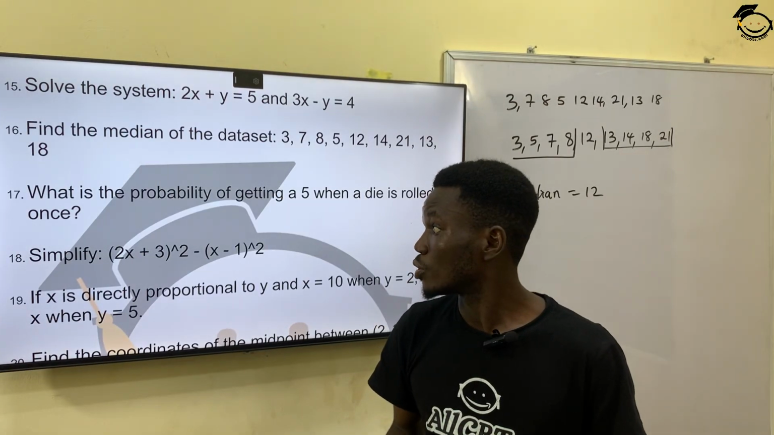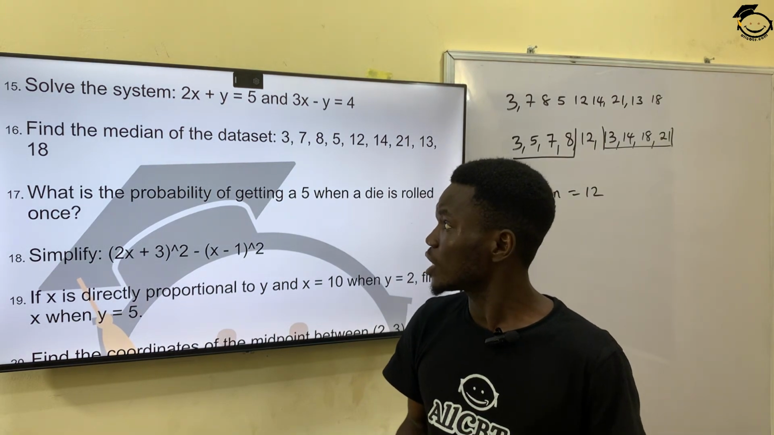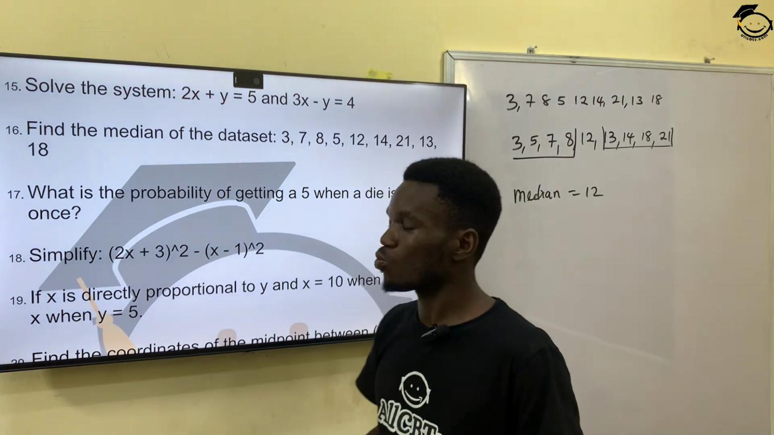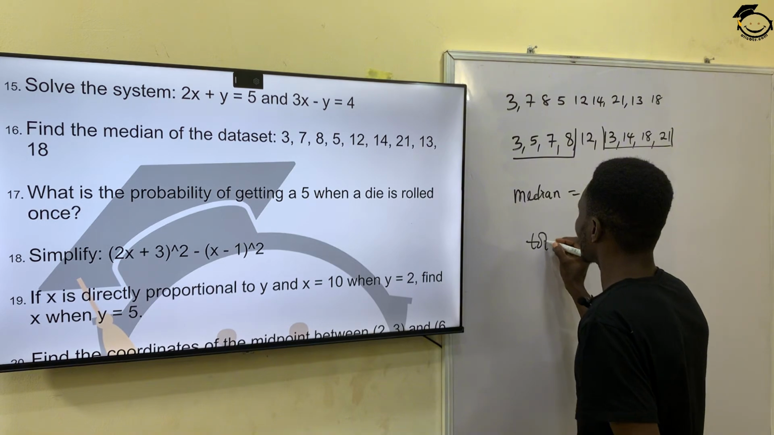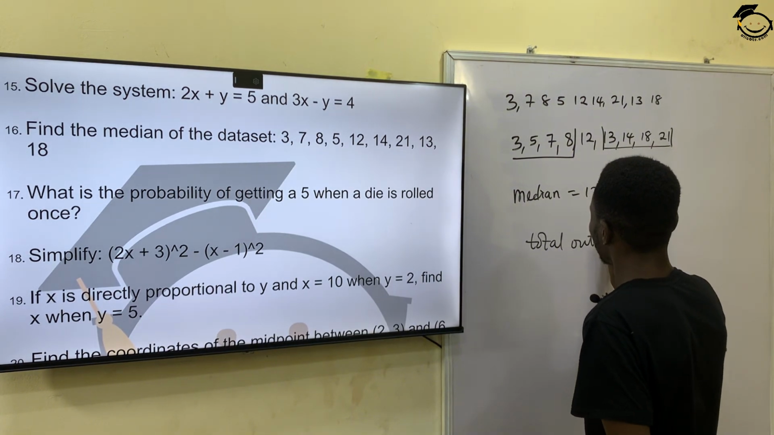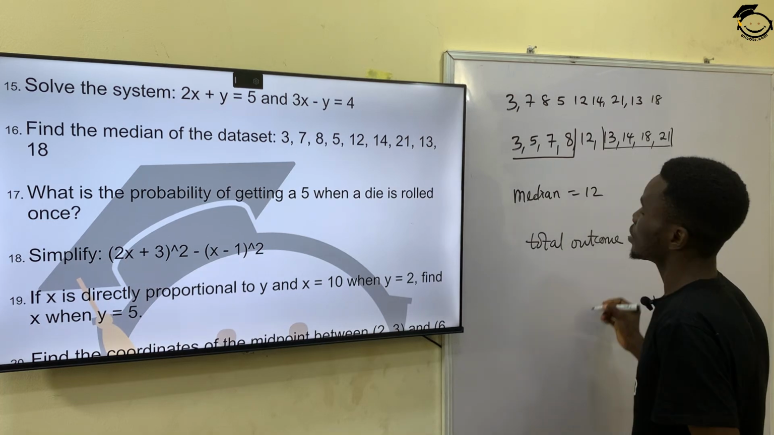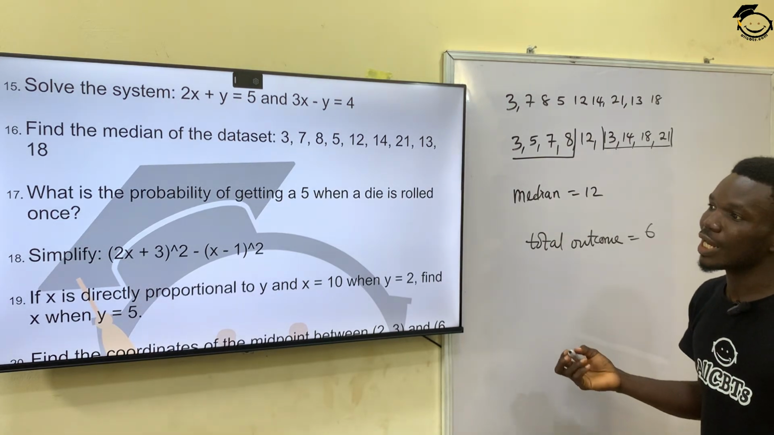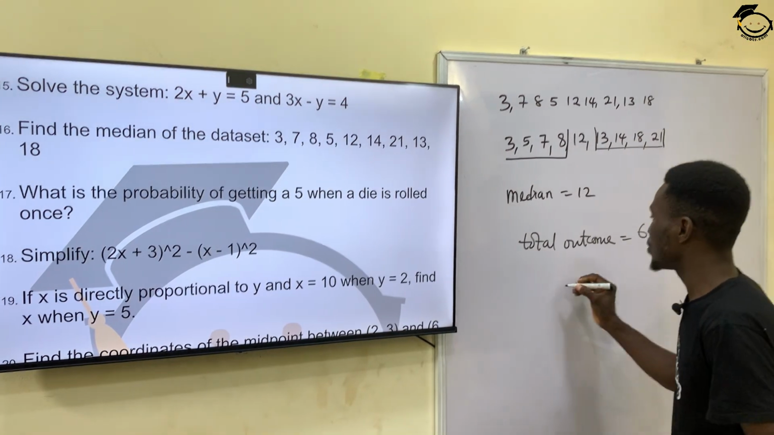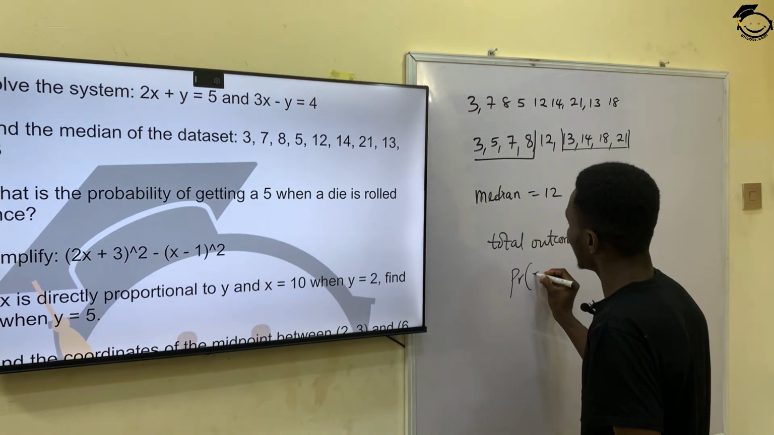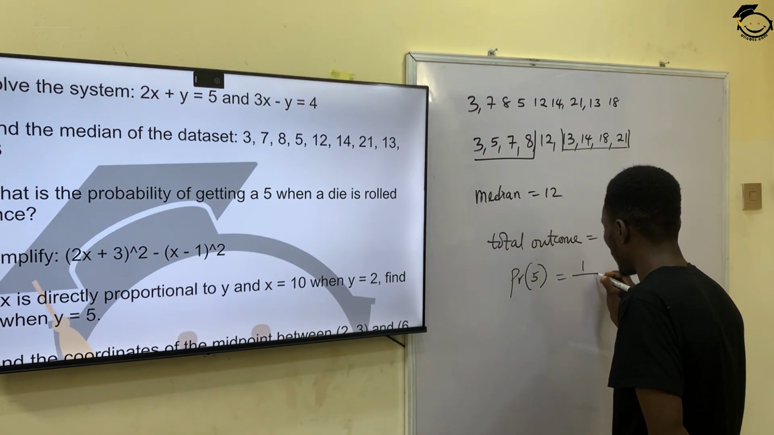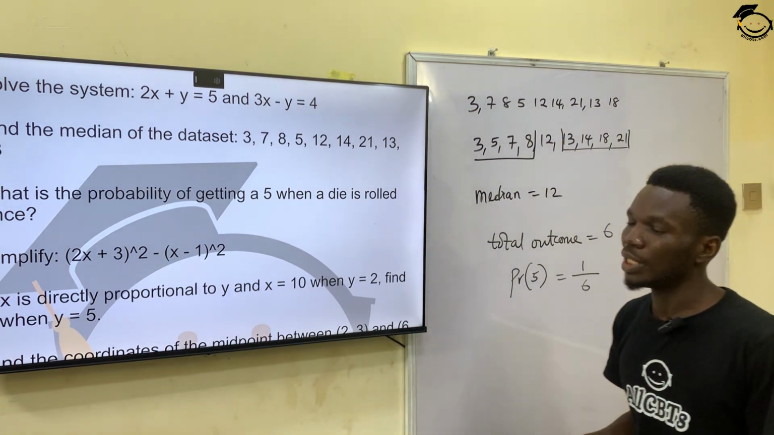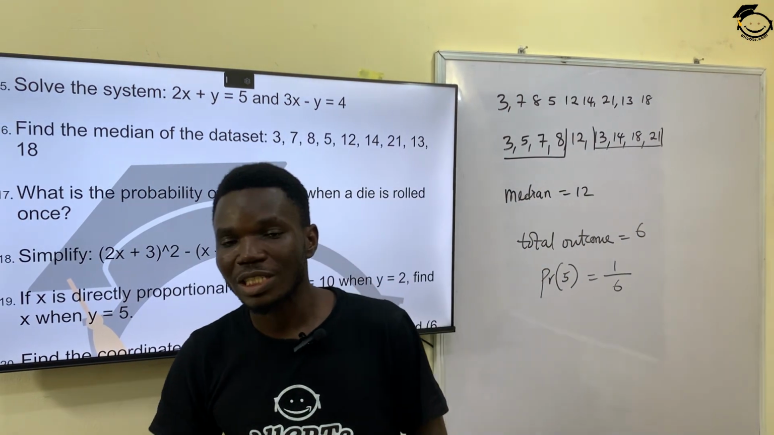That is also question number 17, which says, what is the probability of getting a 5 when the die is rolled once? When the die is rolled once, our total outcome is 6 because the die has 6 faces. How many 5s can you get in a die? You can only get 1. It means that the probability of getting a 5 is 1 over 6, because we have possible outcome over total outcome as the probability. So when the die is rolled once, the probability of getting a 5 is 1 over 6.